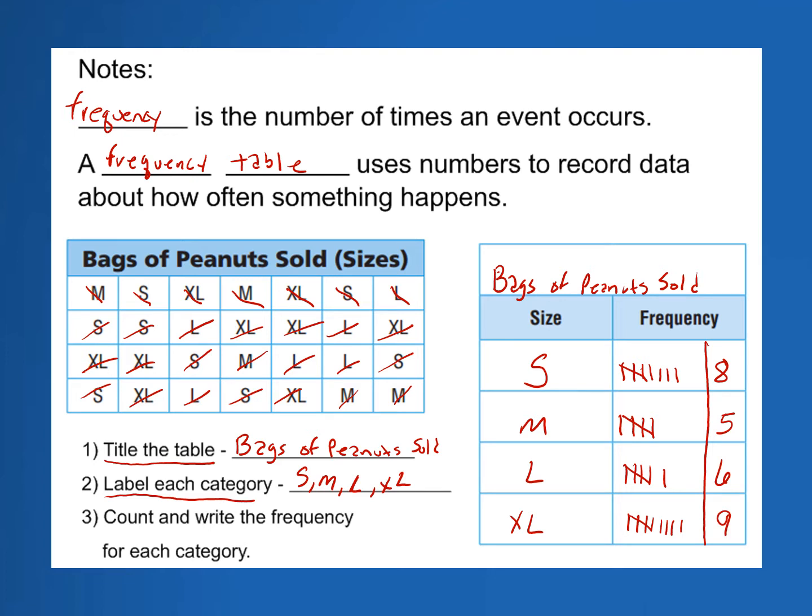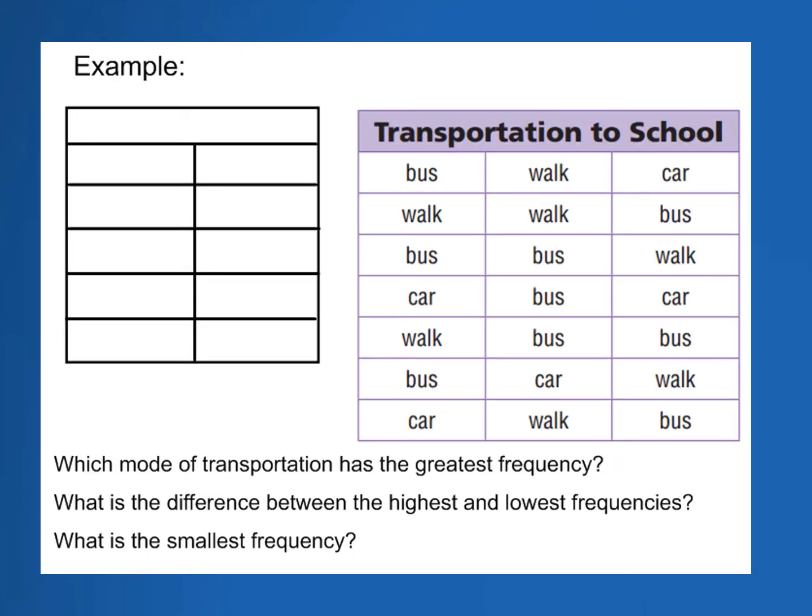Now I always like to go back and check to make sure I have all my data correctly. So over here I've got 8 plus 5 is 13, plus 6 is 19, plus 9 gives me a total of 28 pieces of data. In my table I've got 1, 2, 3, 4 rows times 1, 2, 3, 4, 5, 6, 7 columns. 4 times 7 gives me 28, so I know that I am correct. Okay? All right. So transportation to school.